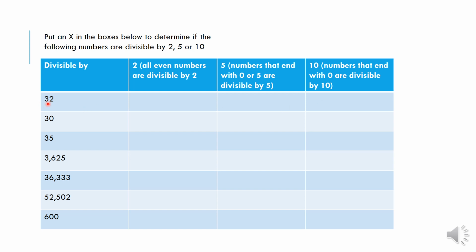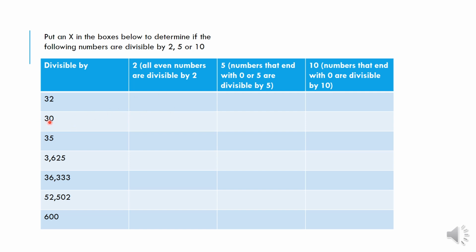So, 32, let's start. All even numbers are divisible by 2. 32 is an even number, so yes, it is divisible by 2. Doesn't end with a 0 or 5? No, so it's not divisible by 5. And since it does not end with a 0, it's not divisible by 10.